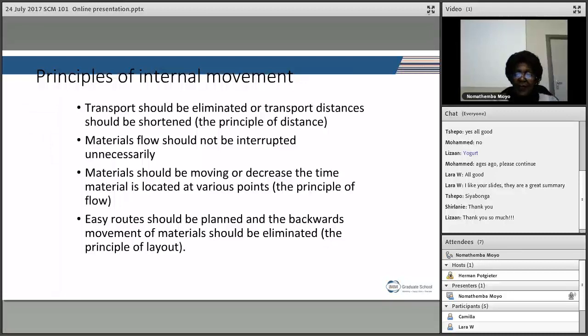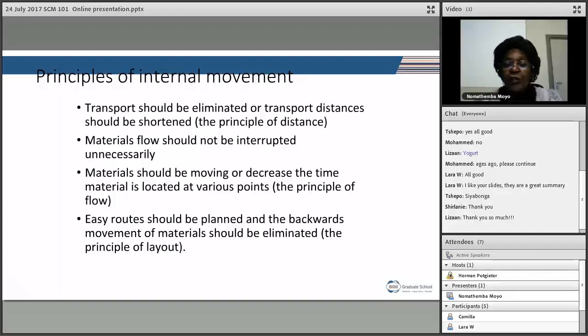Now, when we look at the principles of internal movement, we are saying transport should be eliminated or transport distances should be shortened. That is the principle of distance. Materials flow should not be interrupted unnecessarily. Materials should be moving, to decrease the time material is located at various points. That's the principle of flow.